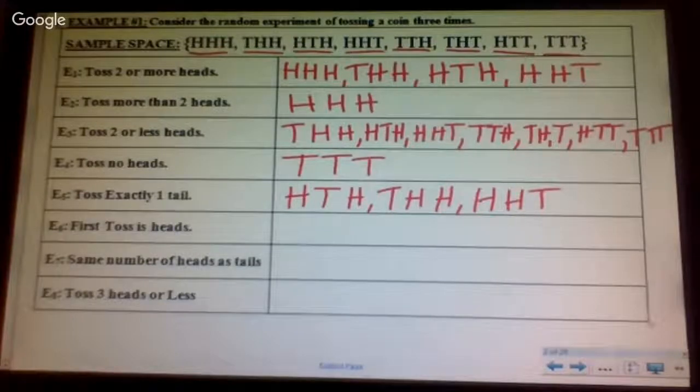What about the probability of first toss being heads? What falls into that category? HHH, HHT. What else falls into this category? HTH, HTT.